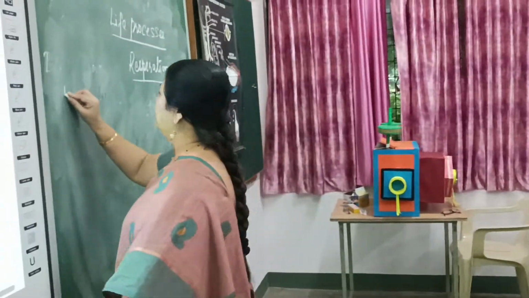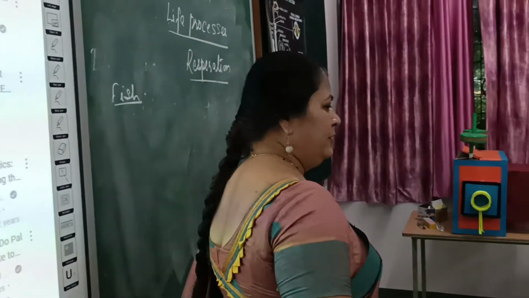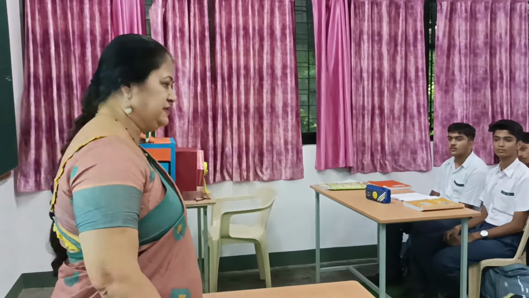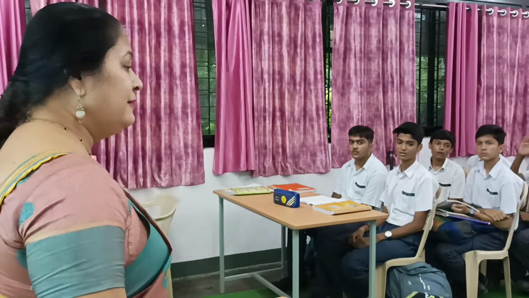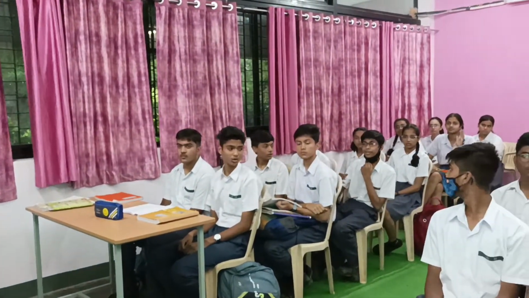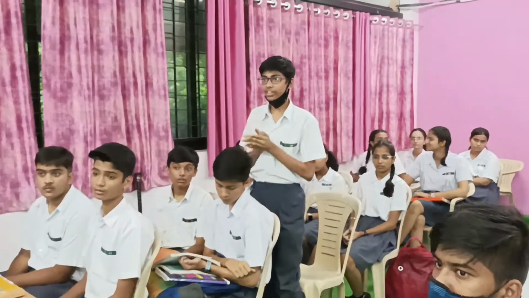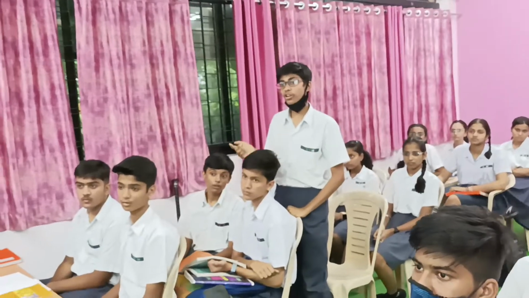Let us take the example of fish. Now, some of you may be having an aquarium at home. Just count the number of times the fish opens its mouth. And you also breathe for 1 minute. And see whose breathing rate is faster. Fish. Why? Water is having less amount of oxygen. Which oxygen? Dissolved oxygen.